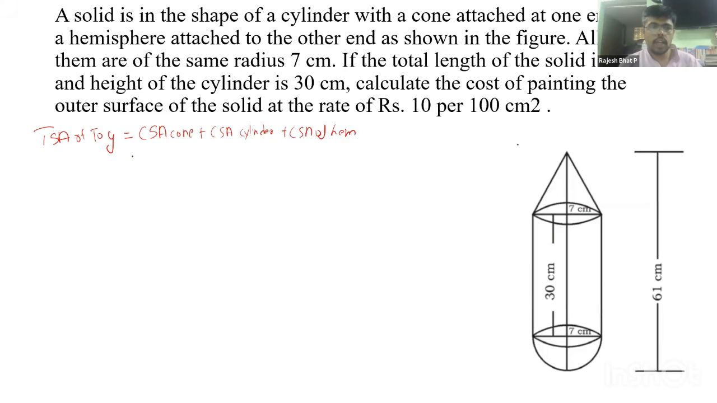Then, as I said, write the formula. CSA of cone is what? It is pi r L. What is CSA of cylinder? 2 pi r h. What is CSA of hemisphere? 2 pi r square.